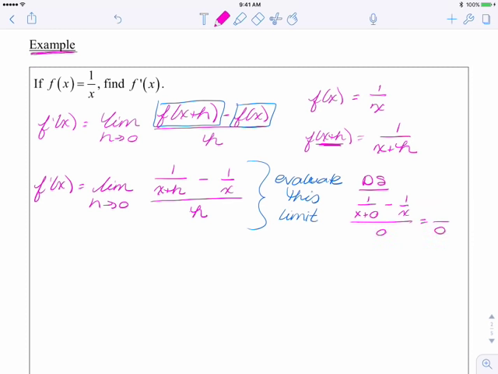So the denominator is already 0. The numerator will be 0 as well, because you end up with 1 over x minus 1 over x. Recall that 0 over 0 doesn't mean that the limit doesn't exist. It means algebra is going to be necessary to get what you are taking the limit of into an equivalent version so that direct substitution can be used.